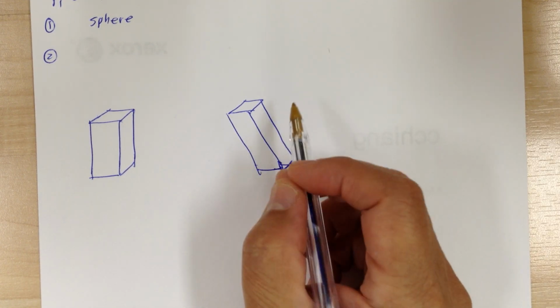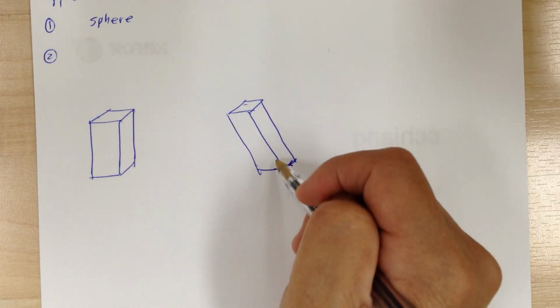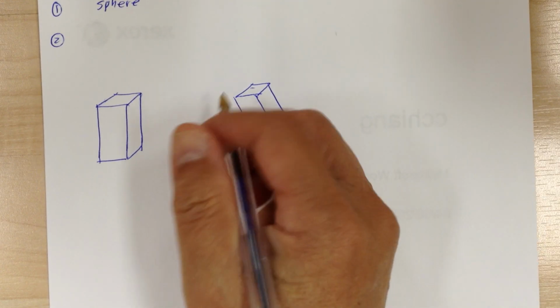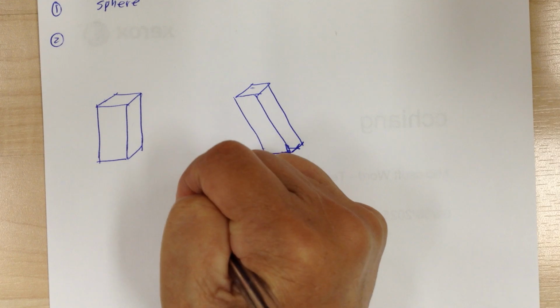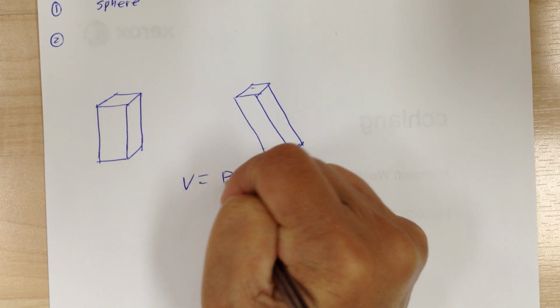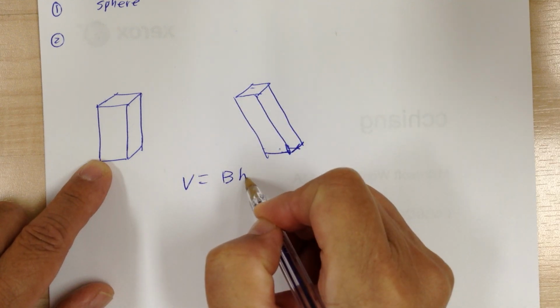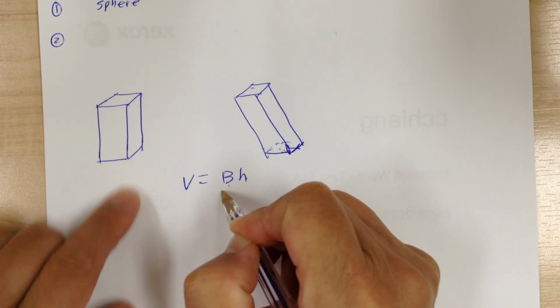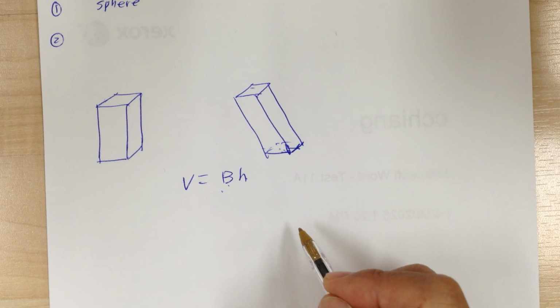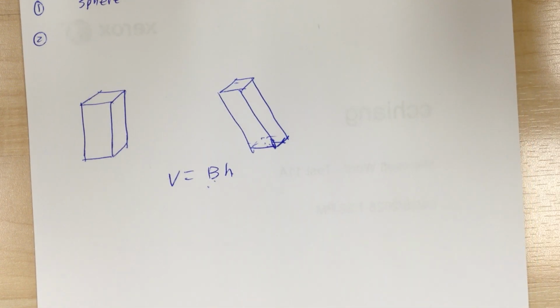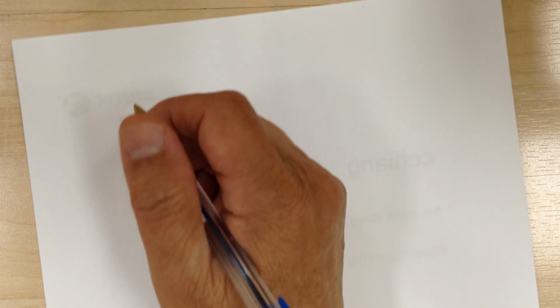And it says compare the prism. Now, if they have the same height, remember the equation for the volume is equal to base times height, right? So even though it's slanted, if they have the same height and same base area, then they should have equal volume. Okay, let's go to number 3.